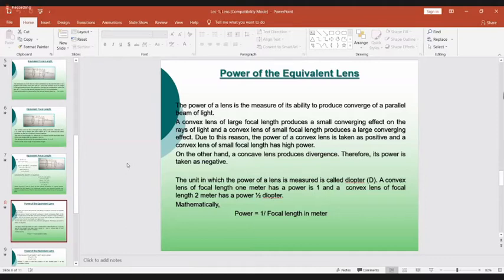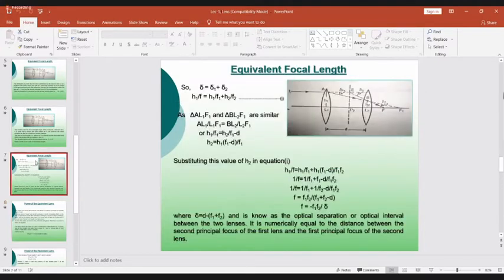ওকে, আচ্ছা এখন আমাকে বলো পাওয়ারটা কি? What is power? এটা দেখে দেখে না, আগে বলো পাওয়ারটা কি? The ability of a lens to converge or diverge a parallel beam of light. Okay, there is a power and focal length. There is a relation between these two. What is it? Power is equal to 1 by f.